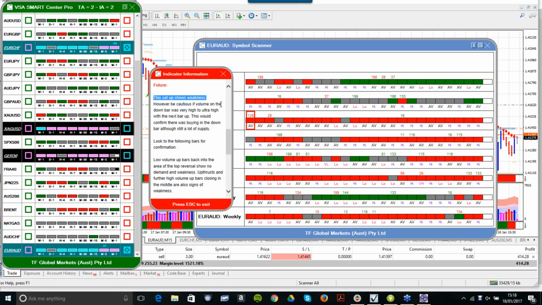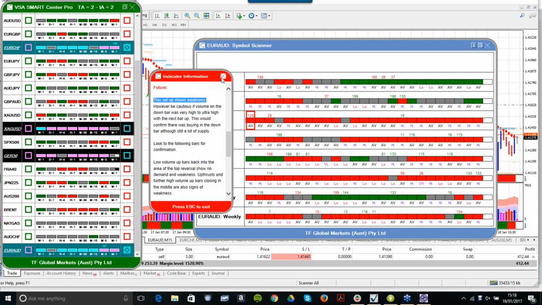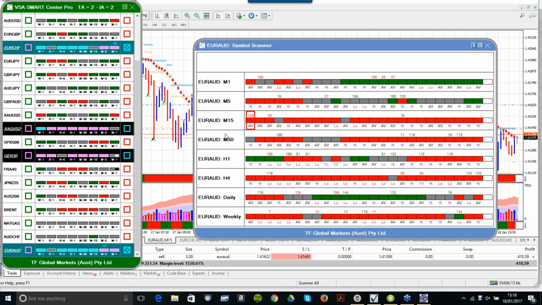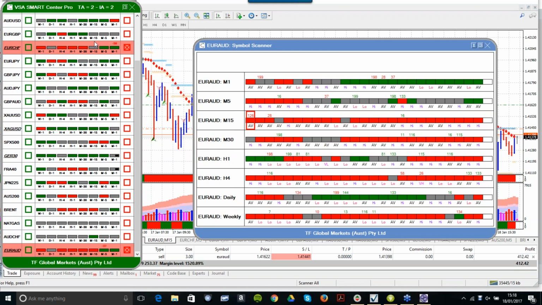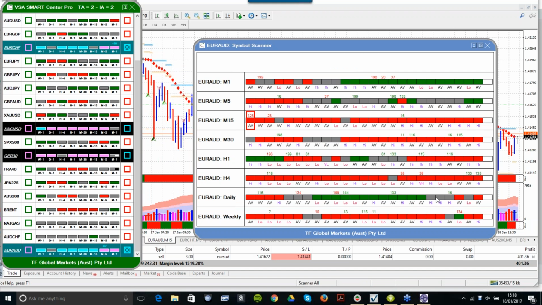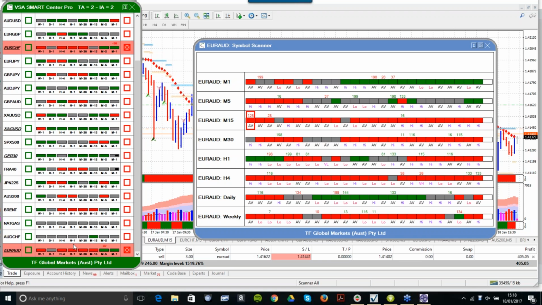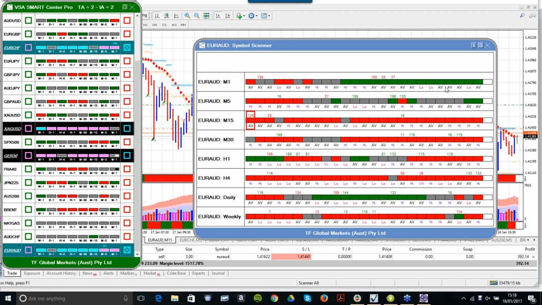So this is weakness on the chart. And this scanner that you're seeing here, the symbol scanner, is connected to the Smart Center Pro. You can't have one without the other. You can have the scanner without Smart Center Pro. You can still get that. But Smart Center Pro feeds off this scanner. And it then scans all of the instruments to give you the trade setup. Okay, are there any questions on what I've shown you so far before I get into the logic behind all of this? Are there any questions so far?